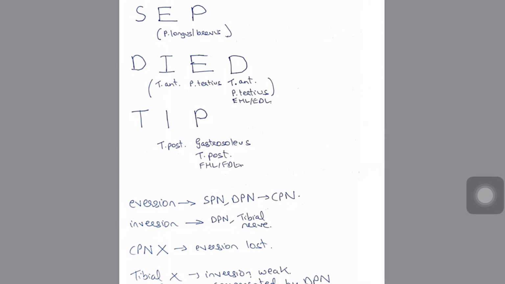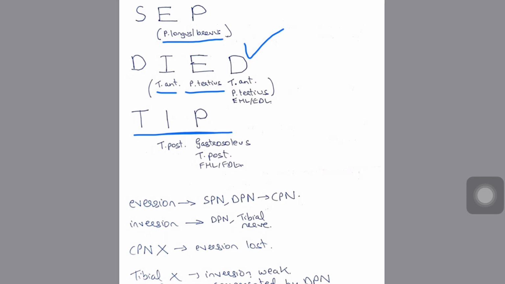Superficial peroneal nerve causes eversion and plantar flexion, and the muscles that supply it are peroneus longus and brevis. Now deep peroneal nerve, the classic function is dorsiflexion at ankle and toes, which is carried out by tibialis anterior, EHL, EDL and peroneus tertius. Additional functions are both eversion and inversion. Inversion is caused by tibialis anterior and eversion is caused by peroneus tertius. Right? So SEP, DIED, and TIP.